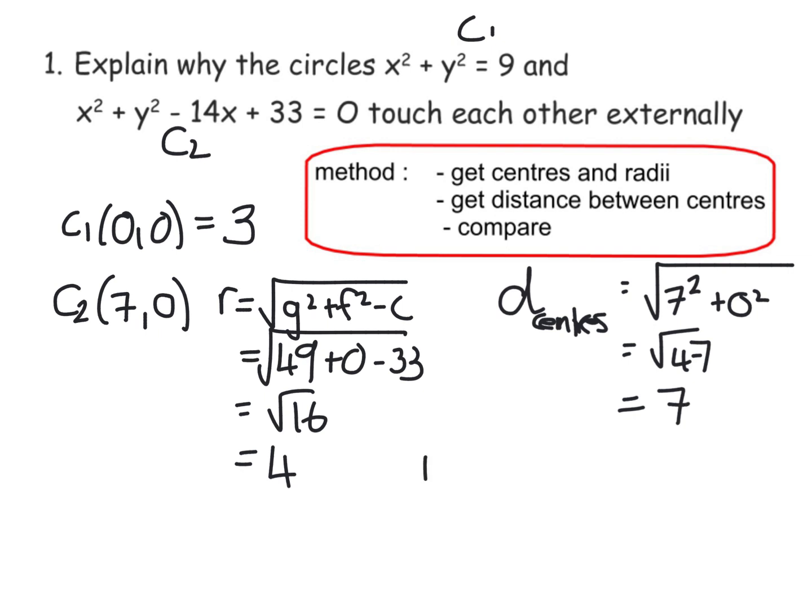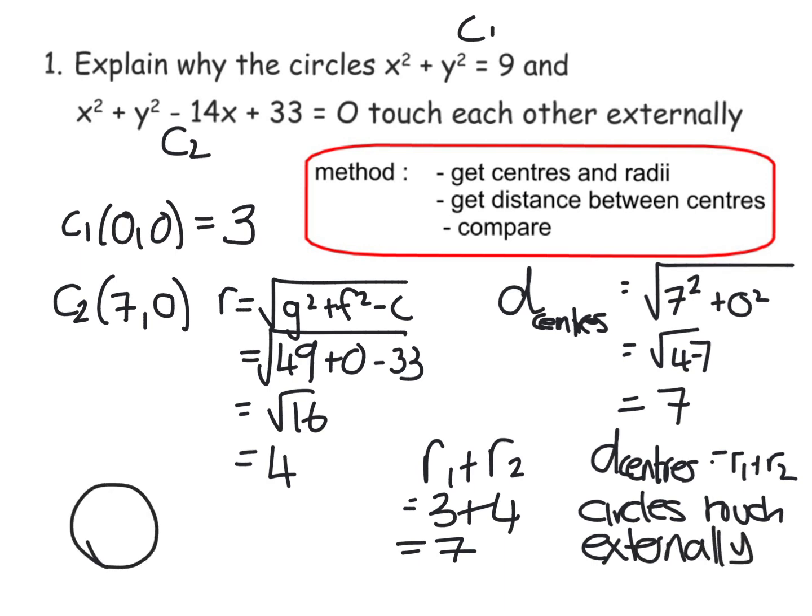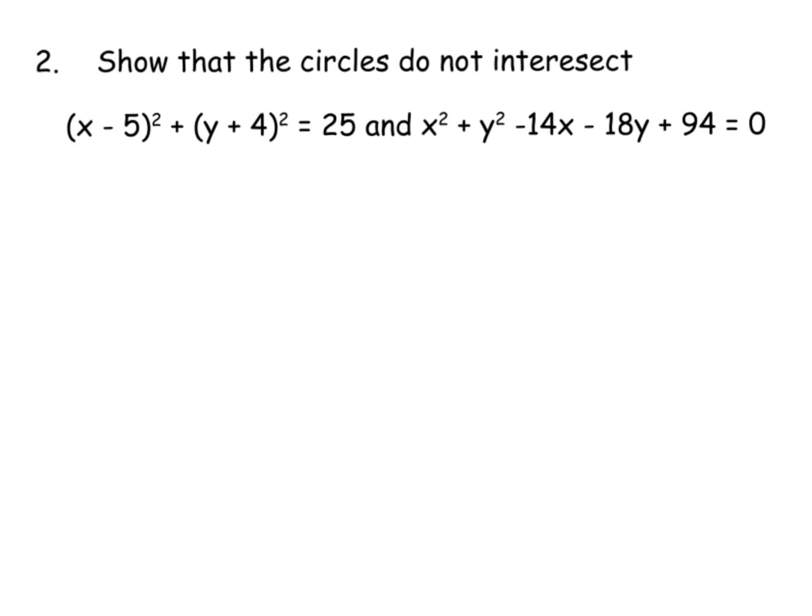If I go back and do radius 1 plus radius 2 is 3 plus 4 equals 7. So my distance between the centres, this is my conclusion about my comparison, equals R1 plus R2. So the circles touch externally. Okay, that's like your snowman situation like that. They touch each other on the outside, because you'd have 3 to there, 4 to there, which is a distance of 7. They're my favourites. Same again for number 2, just different kind of circles.